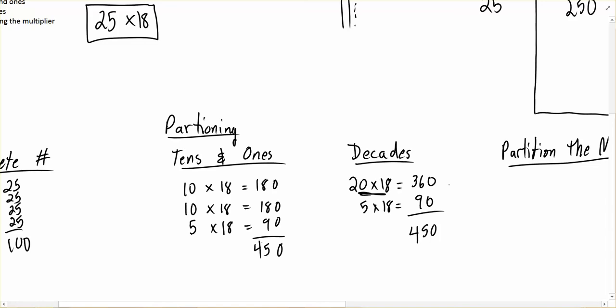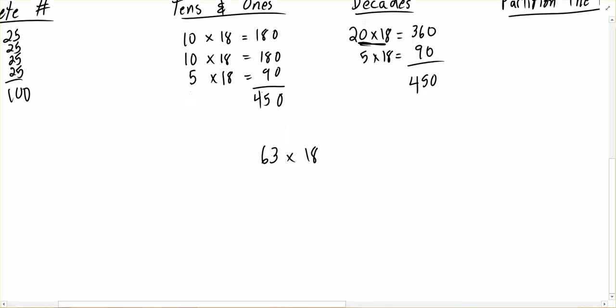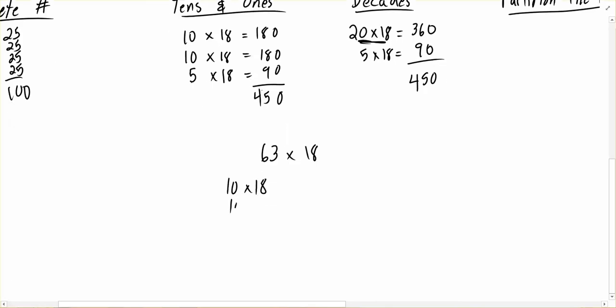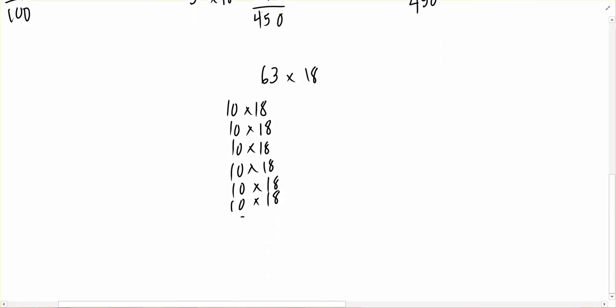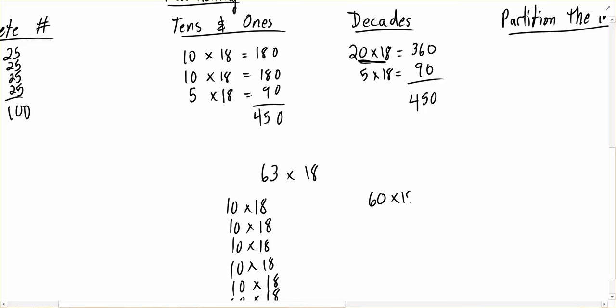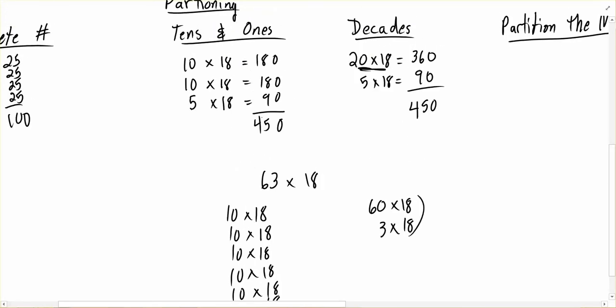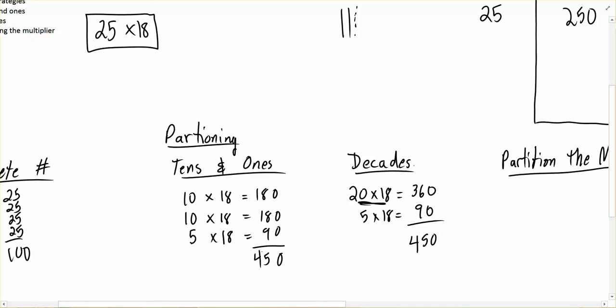This might not look very different with this kind of problem, but let me just give another example. Let's say we were doing like 63 times 18. Partitioning by tens and ones would be 10 times 18, 10 times 18, 10 times 18. I got to do 6 of these. So you can see it gets a little bit tedious when we do it by tens and ones every single time, and then 3 times 18. Whereas a decade strategy would just be 60 times 18 and 3 times 18. So a little more sophisticated, but also a little more efficient when students can handle that. So some students might partition by decades.